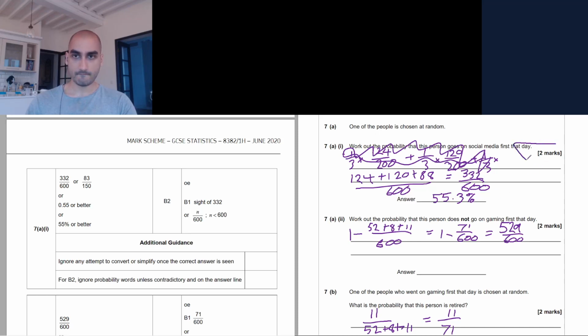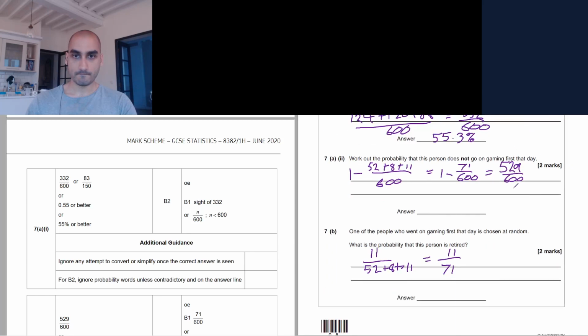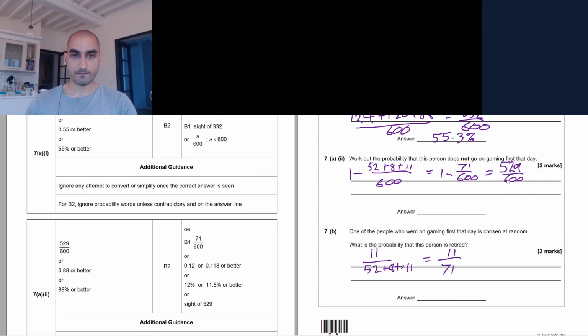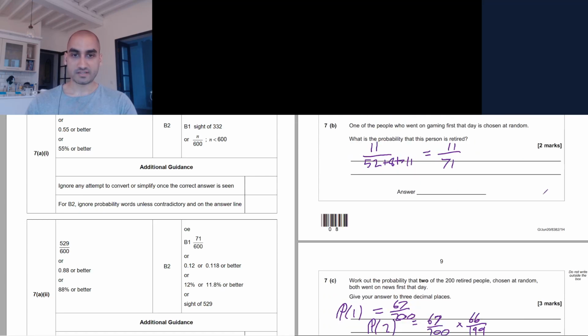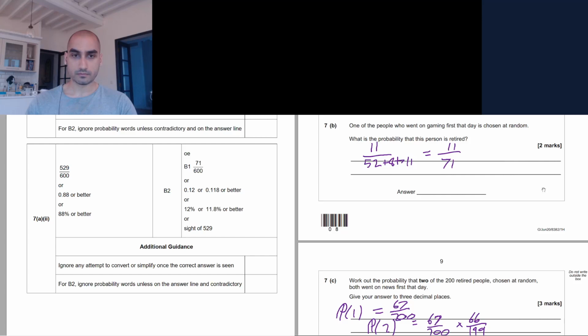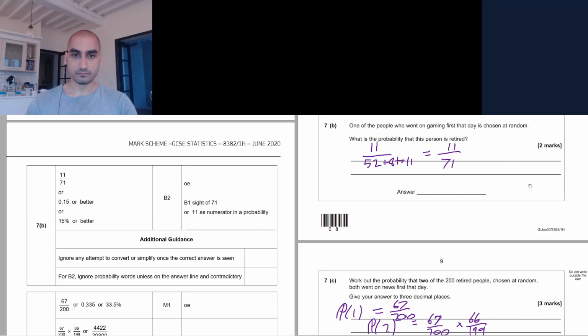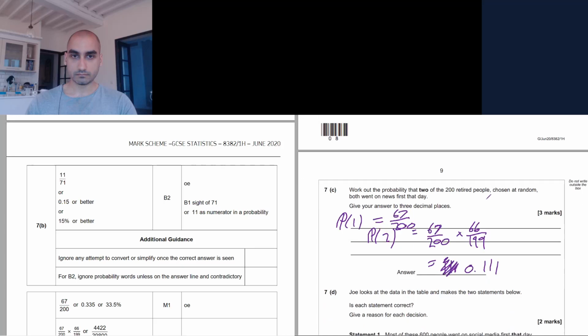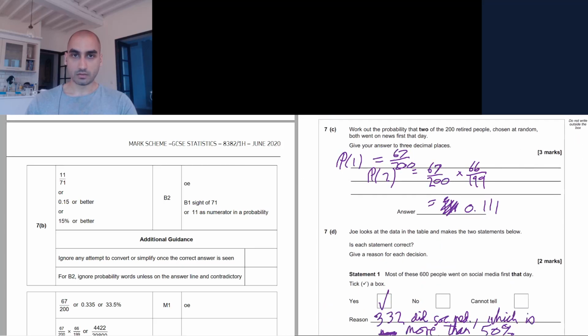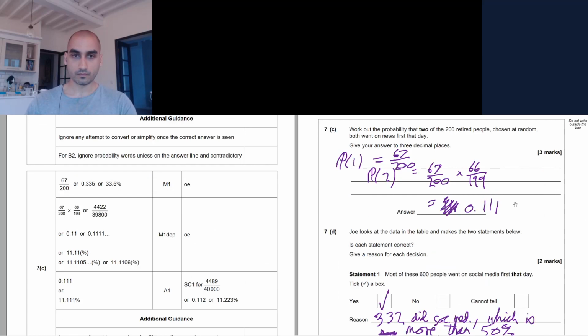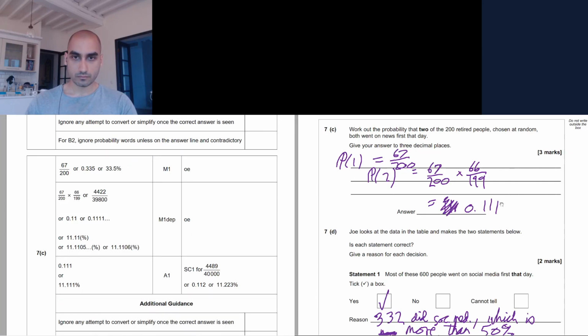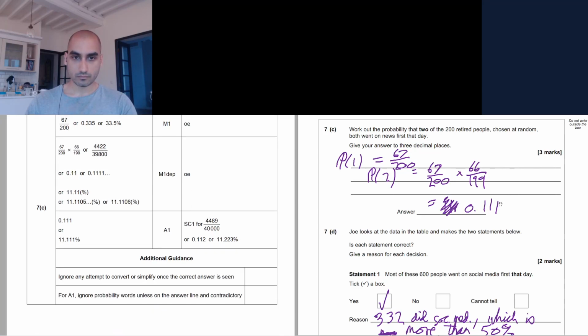Yeah. What color probability does not go on gaming first? 529 out of 600. Yeah. 11 out of 71. 0.111. Yep.